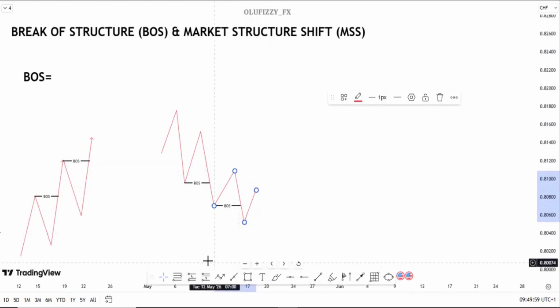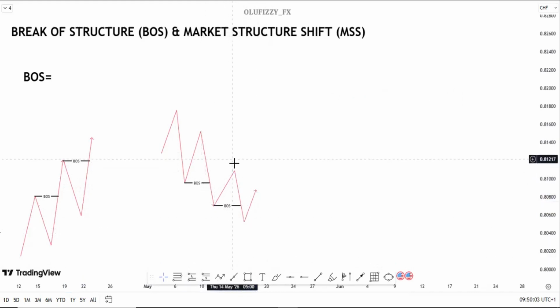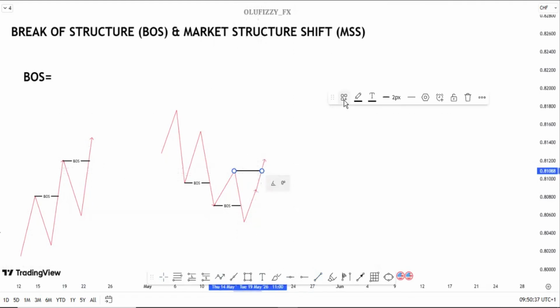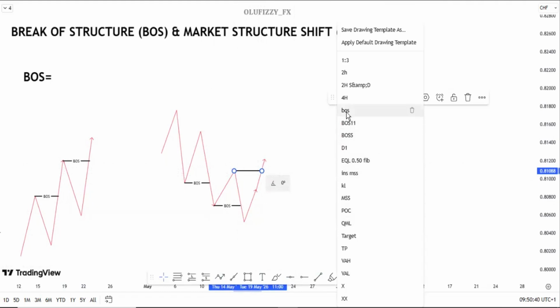For example, you know that this is a swing point, this is a swing high. When price comes, instead of continuing to the downside to give us the break of structure, price takes out this swing high in the opposite direction of this trend. When price takes out this high here, that is what we know as market structure shift, and it signals a possible change in trend. Take note of that. It doesn't mean that the trend has changed, but it signals a possible change in trend.